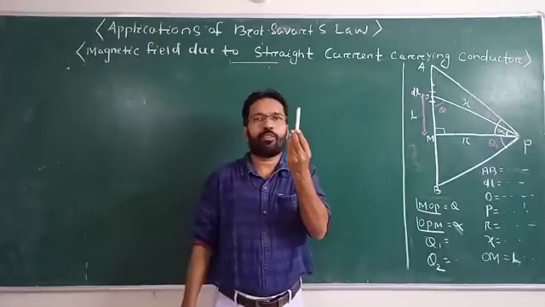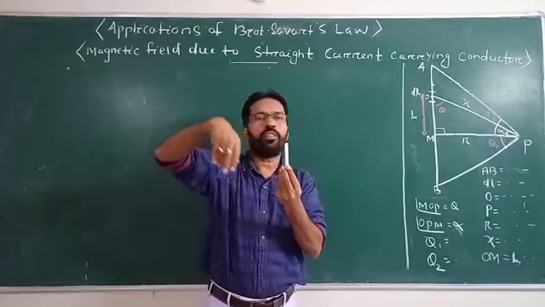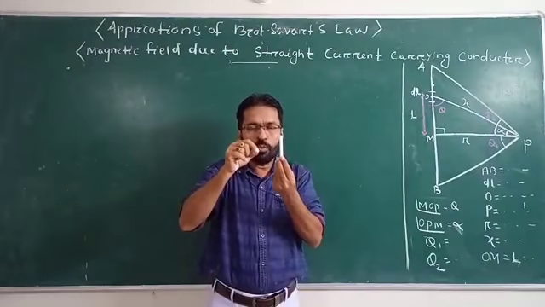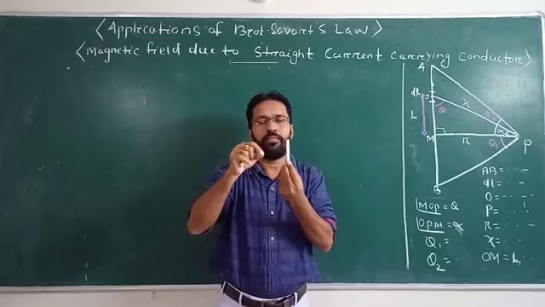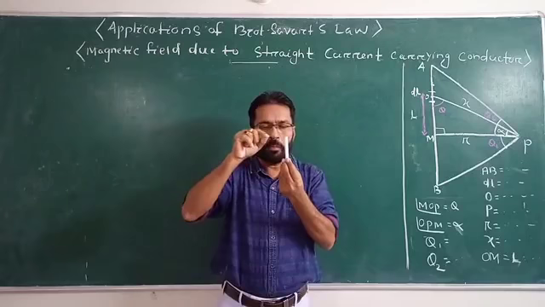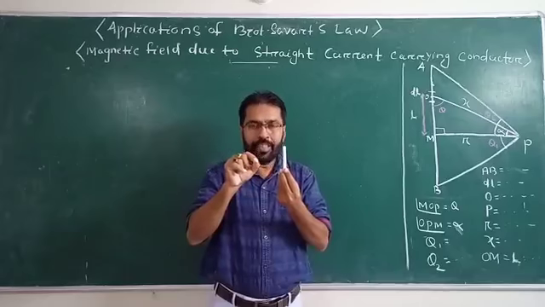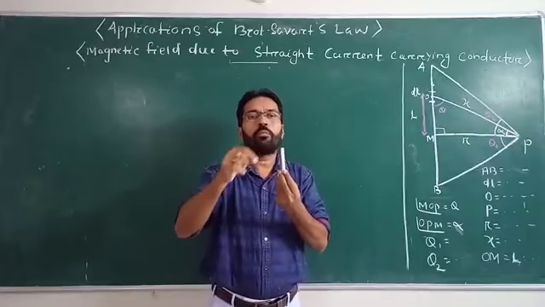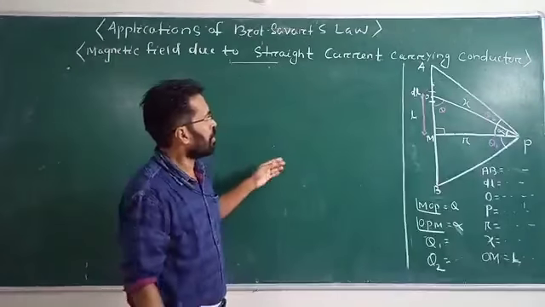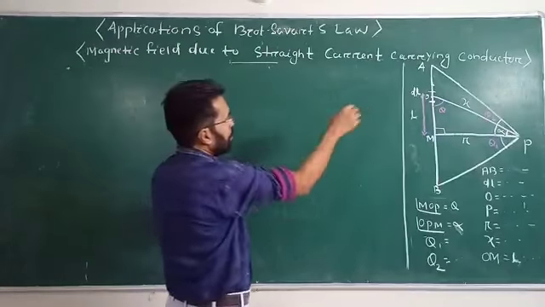Let this be your straight current carrying conductor. And you know there is a magnetic field around it. At this point you have to find the magnetic field. Okay students? At this point or at this point or at this point you have to find the magnetic field. For that we will draw the figure. Listen to me carefully about the figure.